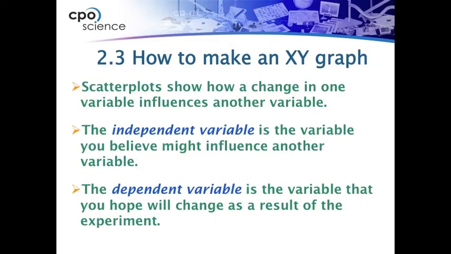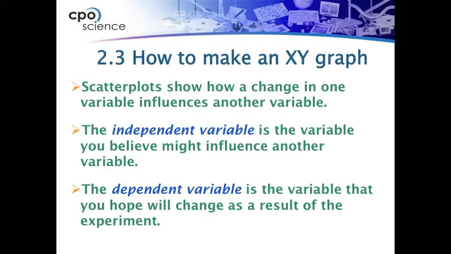So on a scatter plot, as we said, there's going to be two variables. And we want to see how each of these variables are affecting one another. We've given them a name: independent and dependent variables. So again, scatter plots are going to show how a change with one of these is going to influence the other. How does one thing affect the next?